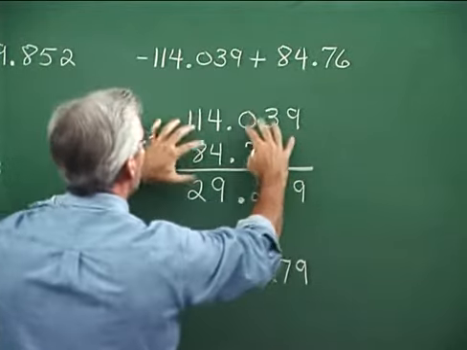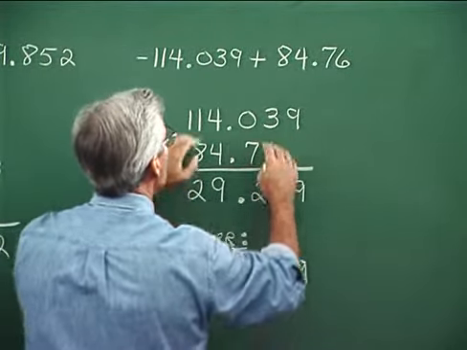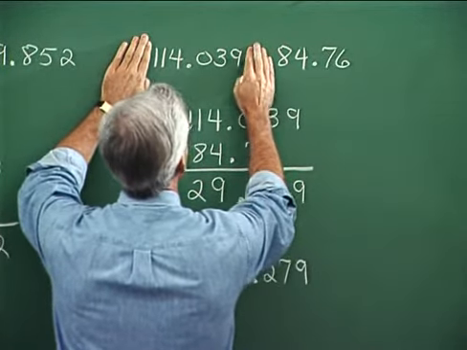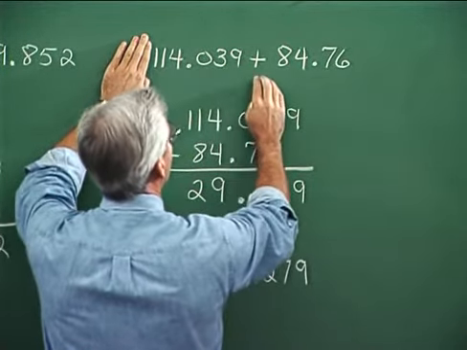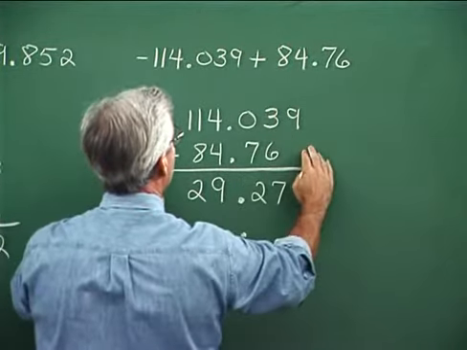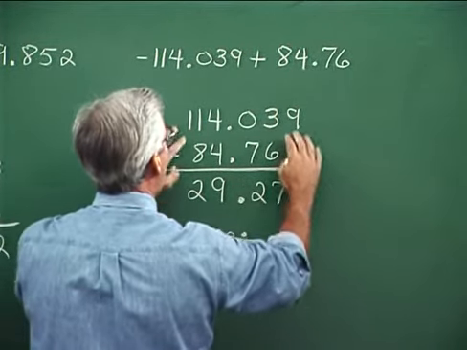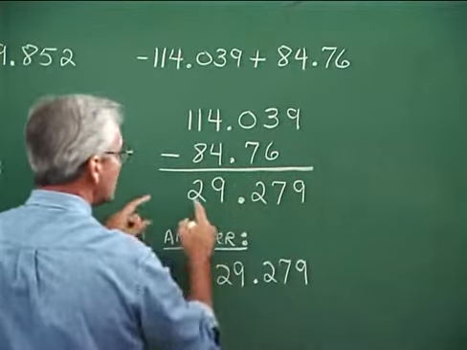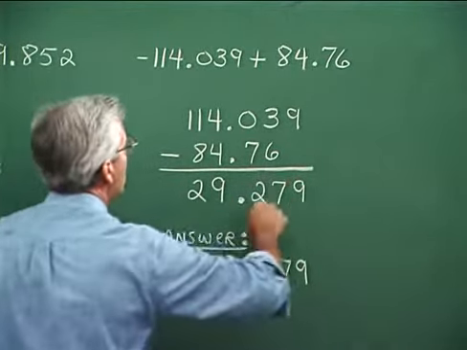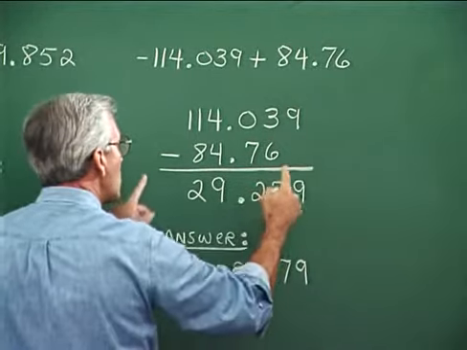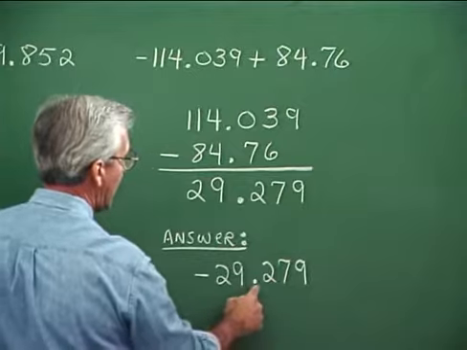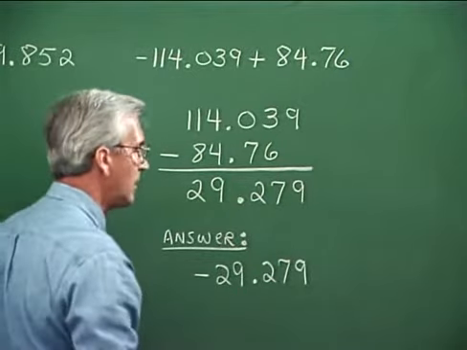But when we actually go through the process right here, we're setting it up to where we're taking 84.76 away from 114.039. You see, so we're setting it up like this, and then we get our difference between these two, but the sign of this should be negative. So although we perform this as a subtraction, we attach a minus sign here, and the answer is negative 29 and 279 thousandths.